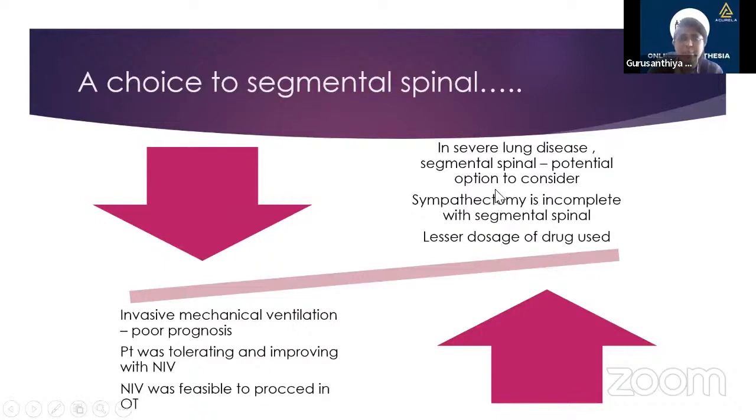So you can expect a better hemodynamic stability in the case of a segmental spinal anesthesia, and a lesser dosage of the drug used. This made us choose the segmental spinal anesthesia rather than a conventional lumbar spinal anesthesia in this patient.